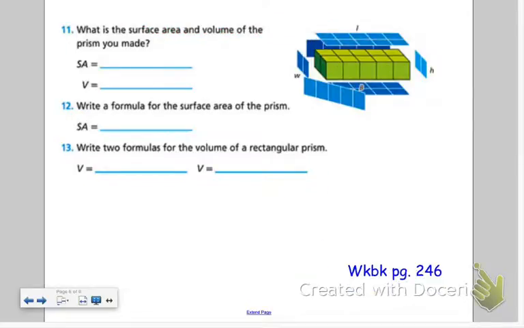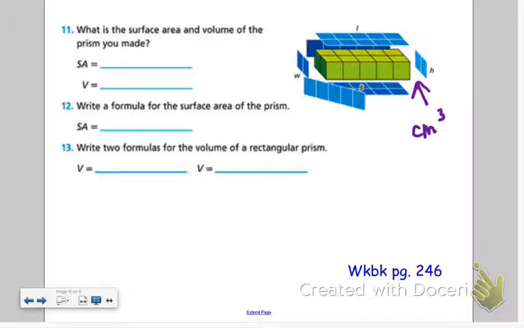All right. So take a look at this prism here on the right of number 11. What if we were to tell you that all those green cubes in the middle are centimeter cubes? That means each one is a centimeter long, a centimeter wide, a centimeter high. So what is the surface area and what is the volume of this prism? First, I might actually start with volume because I said that each of these are centimeter cubes.